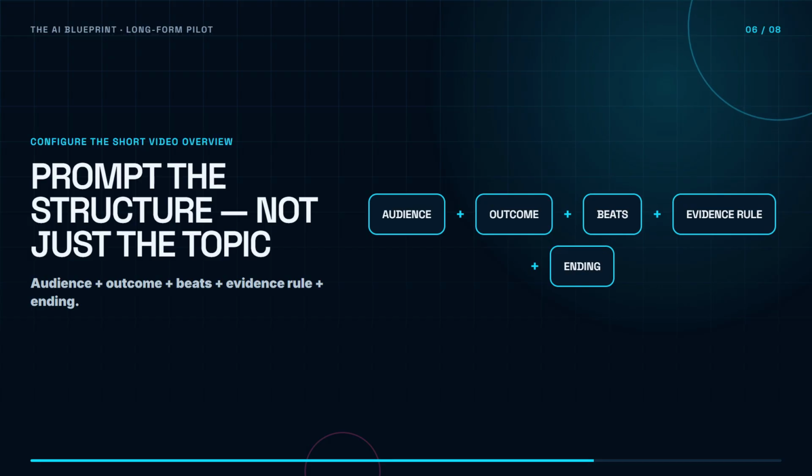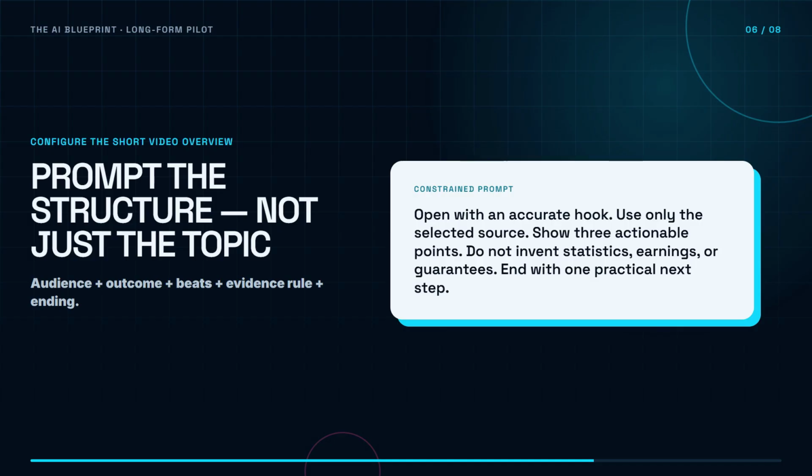Use only the selected source. Do not invent statistics, earnings, or guarantees. Keep on-screen wording short and readable. End with 1 practical next step, not a sales pitch. That last instruction prevents the video from fading into generic AI enthusiasm. It gives the viewer something concrete to do after watching.